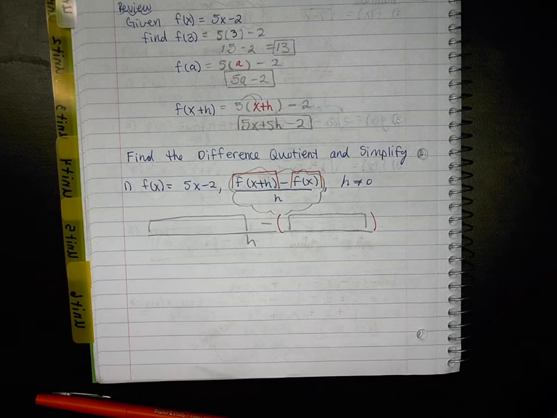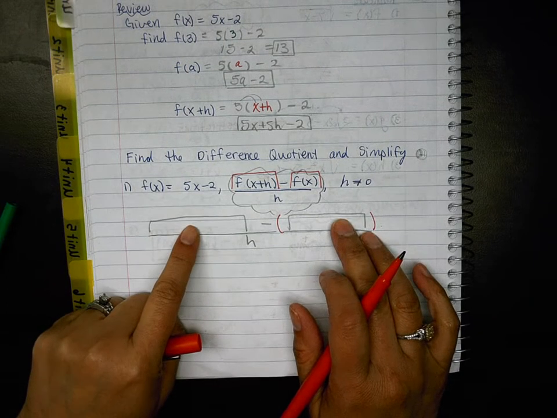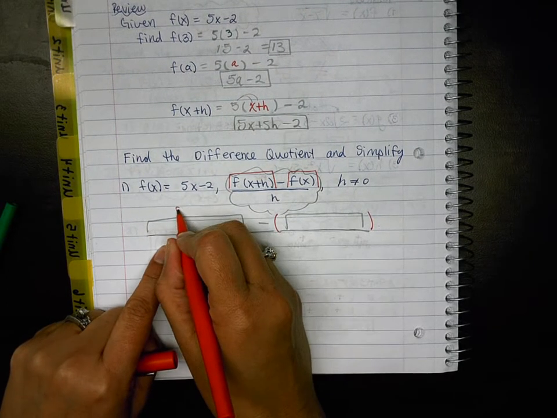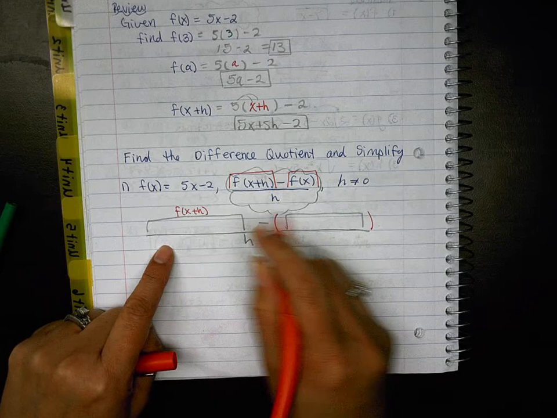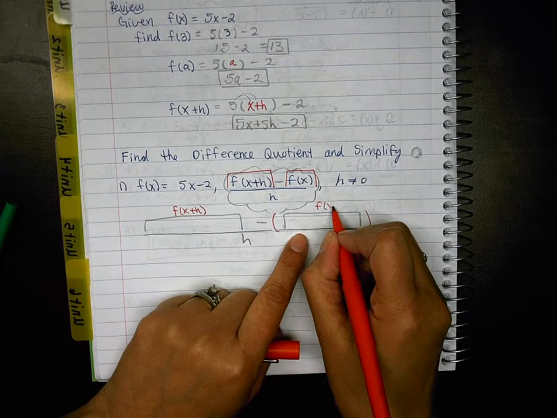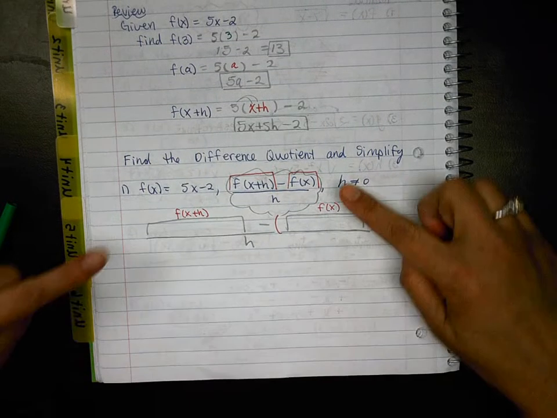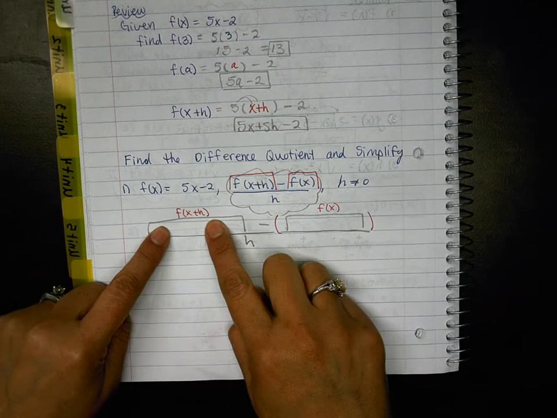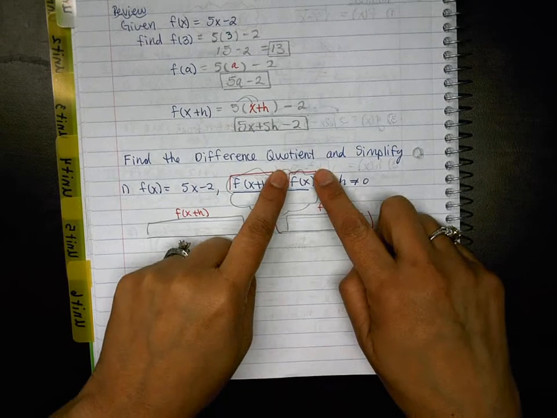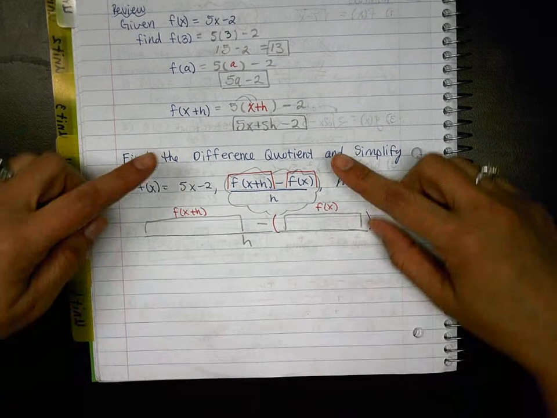All right, now what I'm going to do next is on the top of each one, just remind you which one's which. The first one is f of x plus h, and the second one is what? F of x. Okay, so this big fraction is just this, f of x plus h minus f of x all over h. It's the big skeleton of this form here.